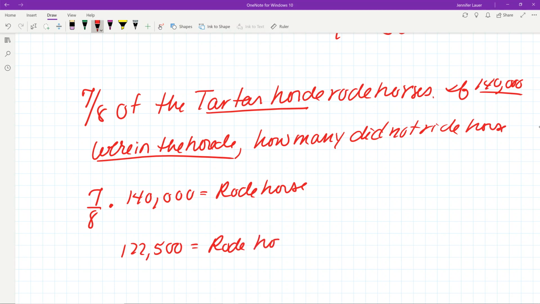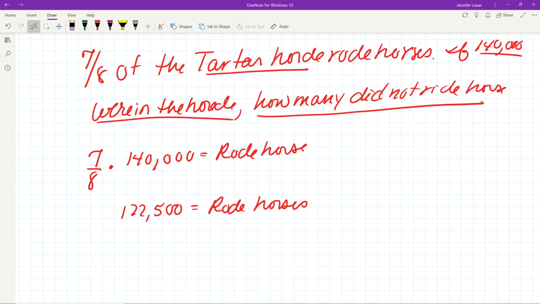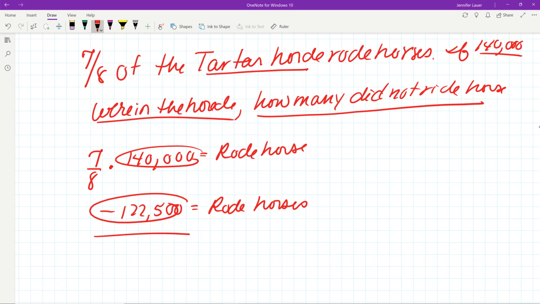But look at what it's asking for. It's asking for how many did not ride horses. So I could either say that would be 1/8 of the 140,000, or I could just say this minus this. So 140,000 minus 122,500. That's how much did not ride horses.